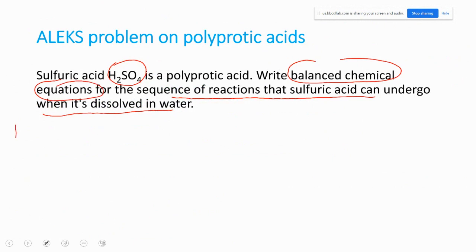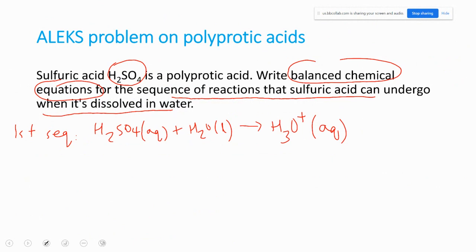So the way to do it is, my first step, or first sequence if you want to call it, you have the sulfuric acid dissolved in water, that's why the aqueous, and you have liquid water. Since it's a strong acid, remember what Arrhenius' theory of acids said: acids, whenever they dissolve in water, produce the hydronium ion. Same thing happens here. Basically, think about this: one of these H's bonds to H2O, and then you get this H3O plus. That's what's remaining here.